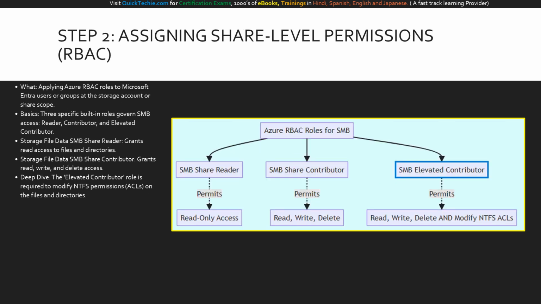With the storage account joined to the domain, we move to step 2, assigning share level permissions. This is our Layer 1 security gate. We need to assign Azure RBAC roles to our synchronized Microsoft Entra users or groups. The basics require you to know 3 specific, built-in roles designed exclusively for Azure Files over SMB.